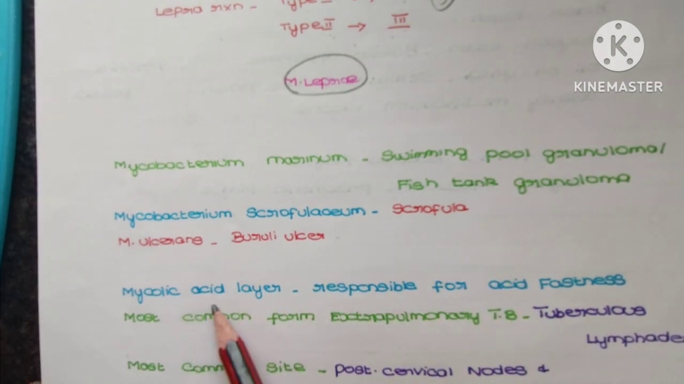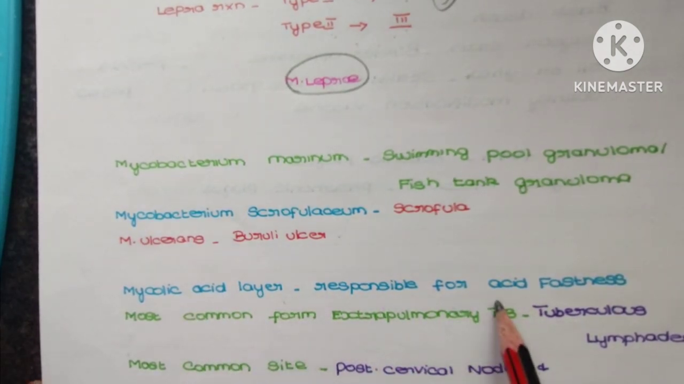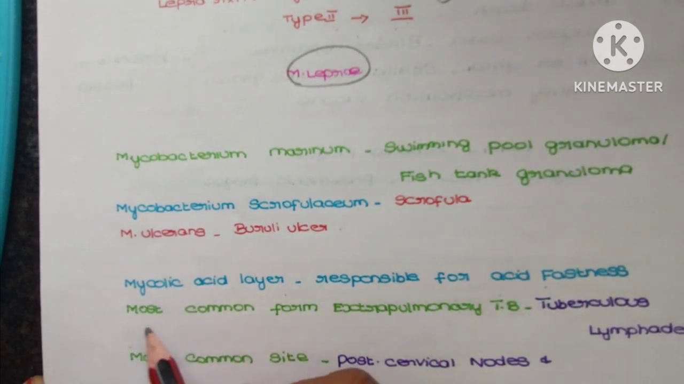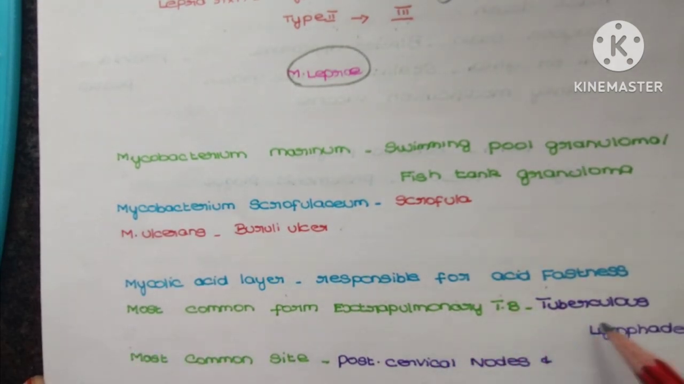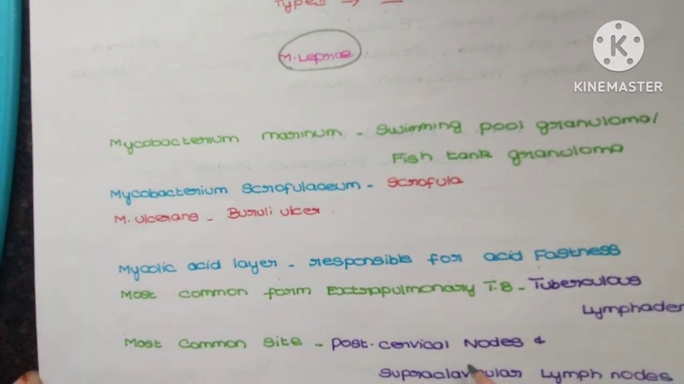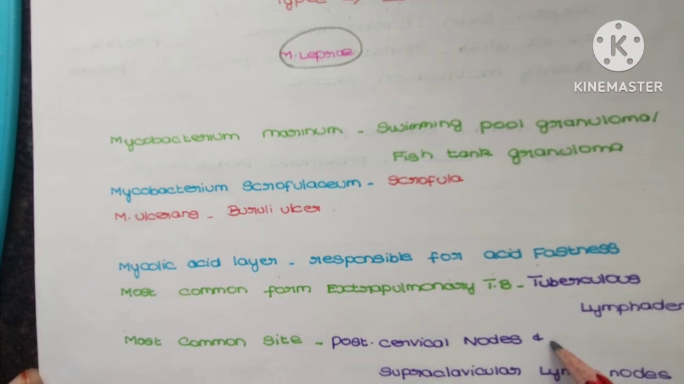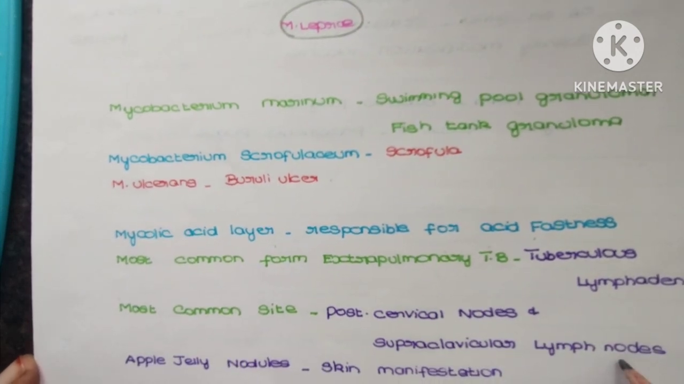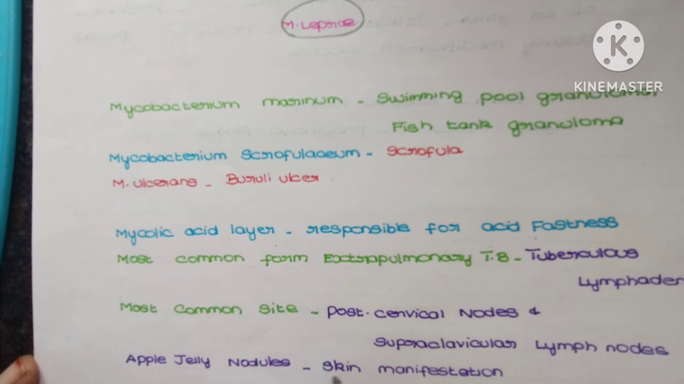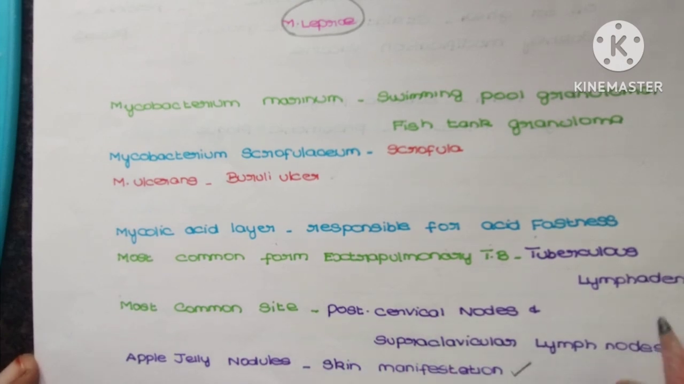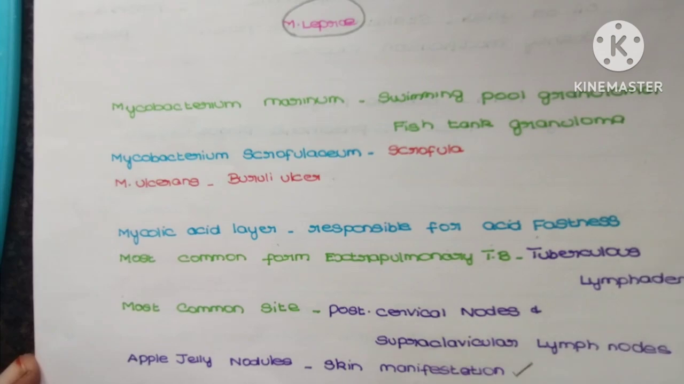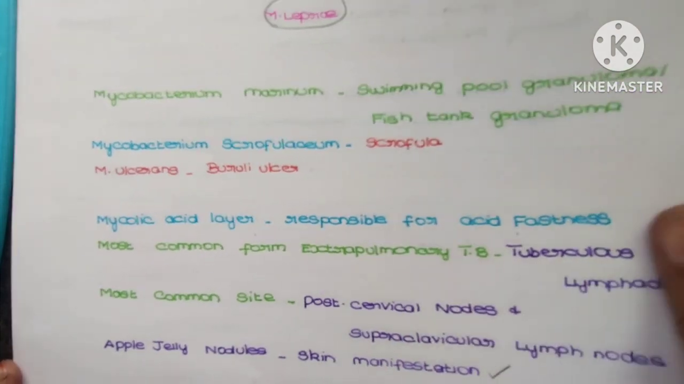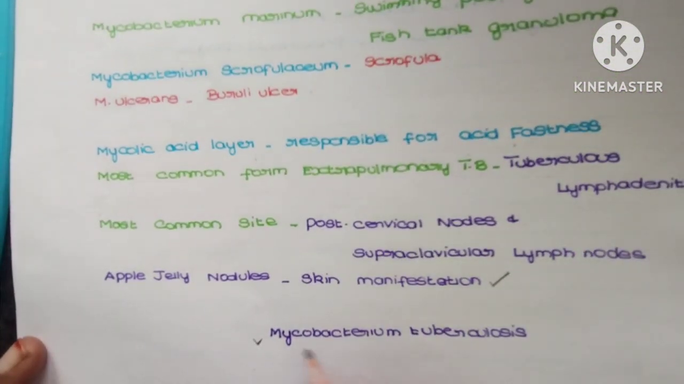Next, the mycolic acid layer is responsible for acid fastness, and the most common form of extrapulmonary tuberculosis is tuberculous lymphadenitis. The most common nodes involved are the posterior cervical nodes and the supraclavicular lymph nodes. And then apple jelly nodules are a skin manifestation of tuberculosis. So if you come across these words, then obviously it is Mycobacterium. These are some of the important points you want to remember for Mycobacterium tuberculosis.